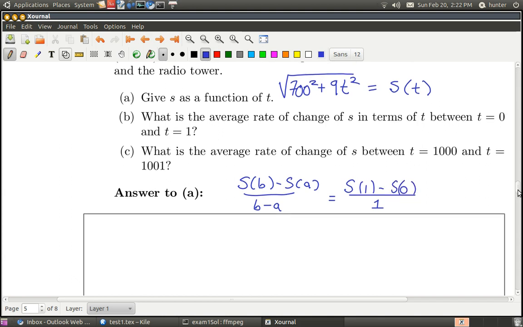Let me write that out in terms of the function. This is actually the answer to B. When we plug in 1, we've got the square root of 700 squared plus 9. And what are we taking away? We're taking away what we get when we plug in 0. When we plug in 0, we get the square root of 700 squared plus 0, which is just 700. Maybe I'll come back in a second and write this in a nicer form. But for now, this is the answer to B.